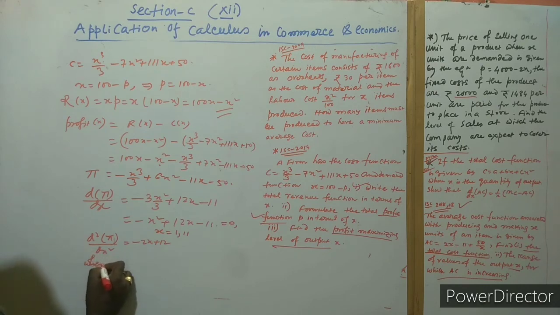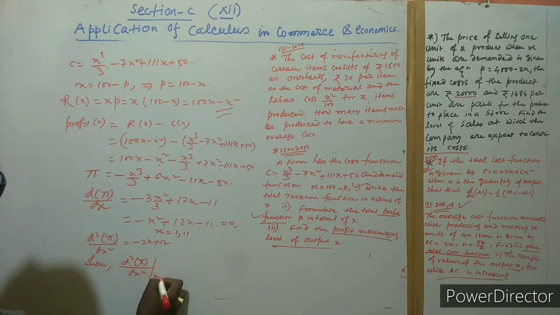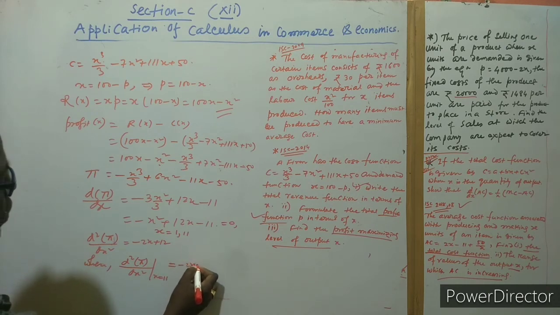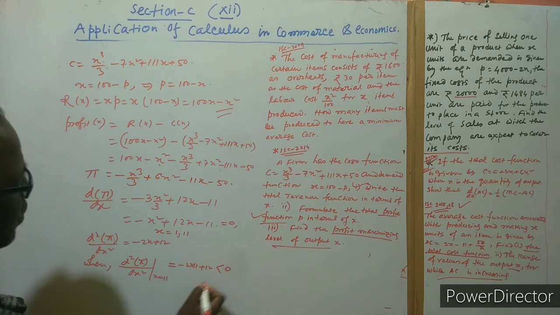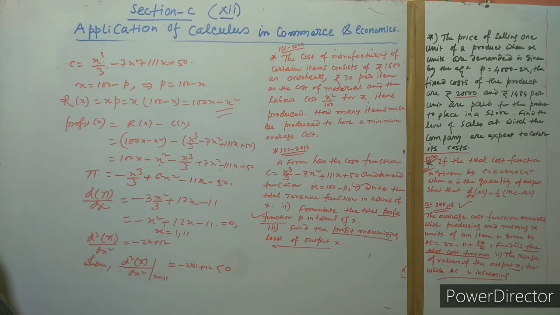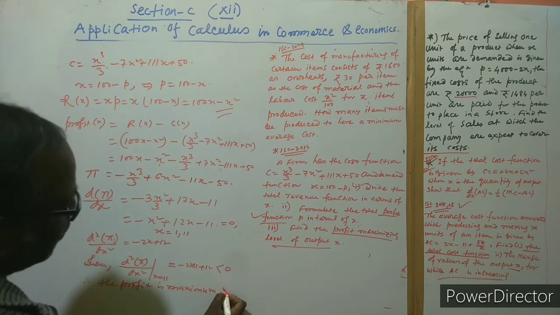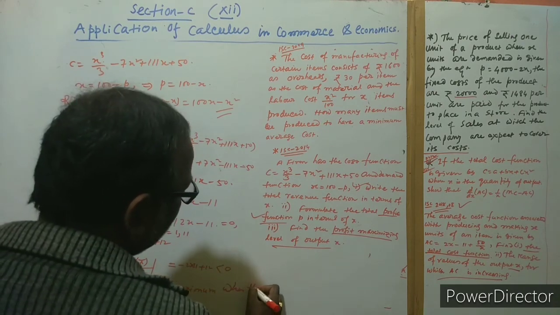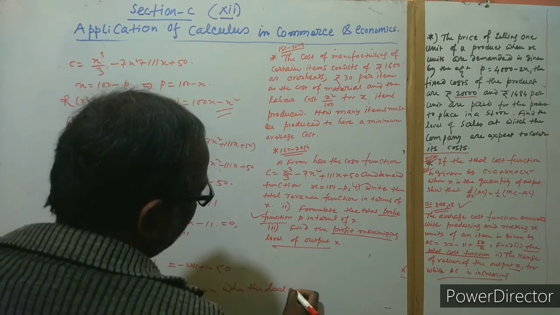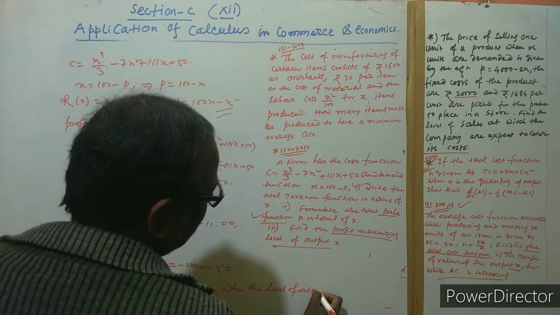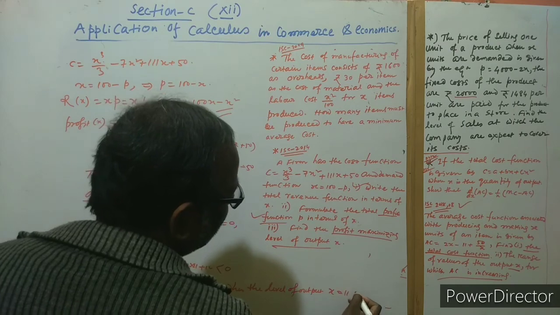When d2 pi by dx2 at x equal to 11, we get minus 22 plus 12, which is less than 0. So at this level of output the profit is maximum. Therefore profit is maximum when the level of output x equals 11 units.